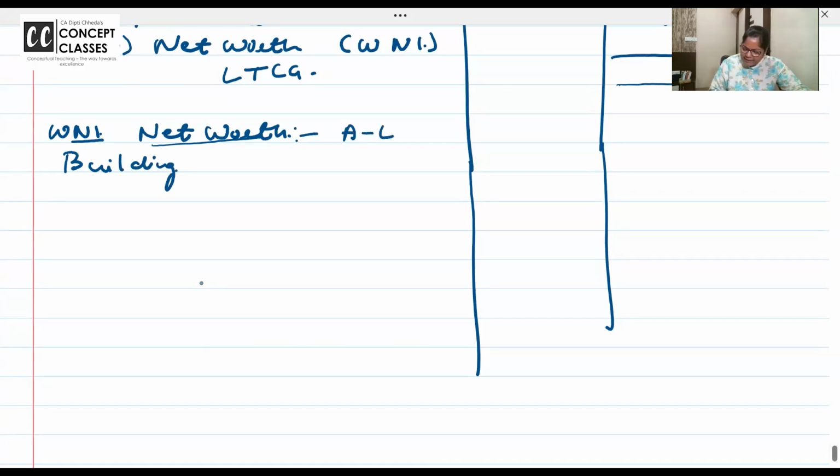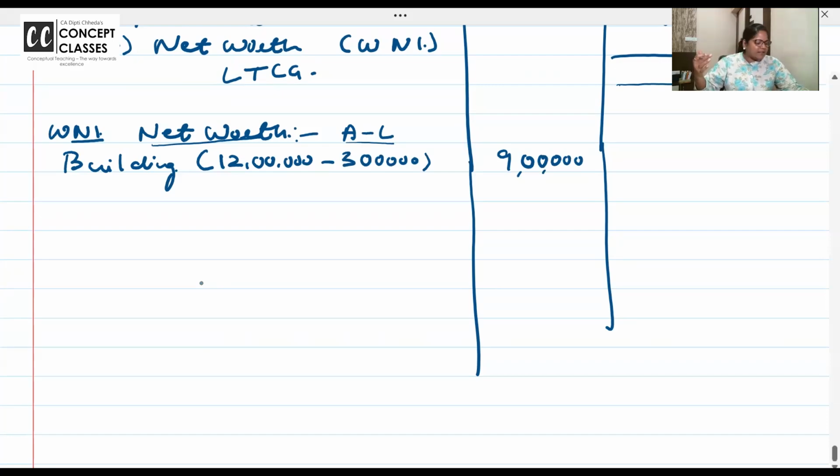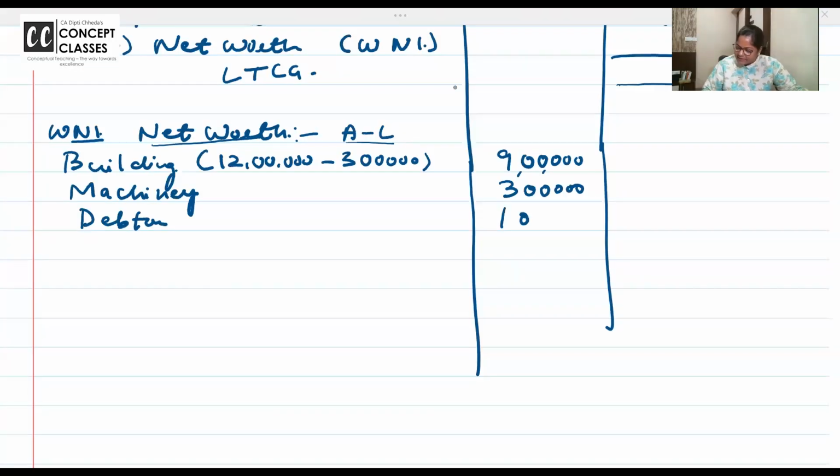Can we take building? In net worth, take assets minus liabilities. So can we take building 12 lakh minus 3 lakh? Everyone is clear why I'm doing minus 3 lakh? Because 3 lakh you have inflated. Revaluation reserve, so close it. Next is machinery 3 lakh, copy paste. Next is your current assets, debtors 1 lakh. Take it 1 lakh, debtors.